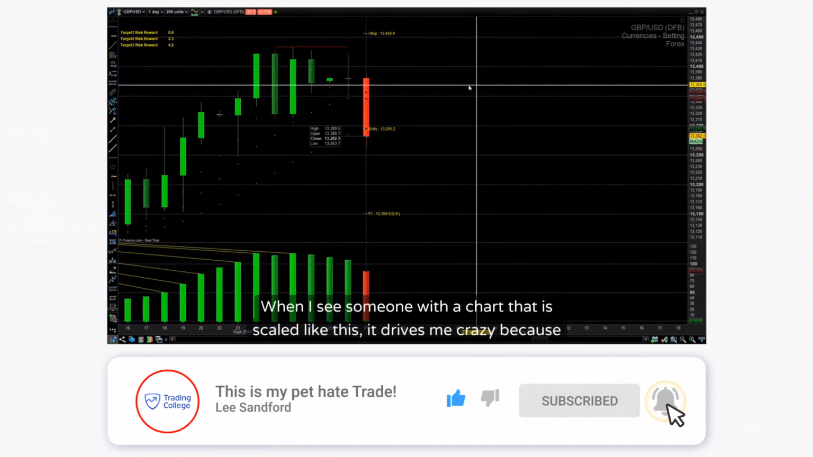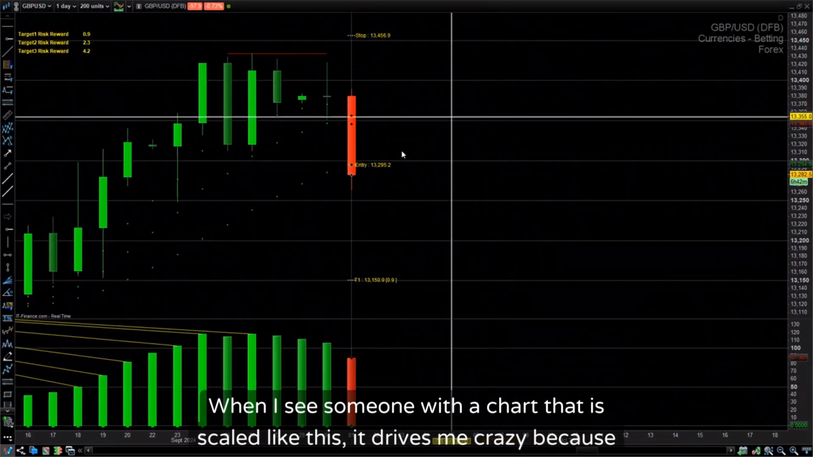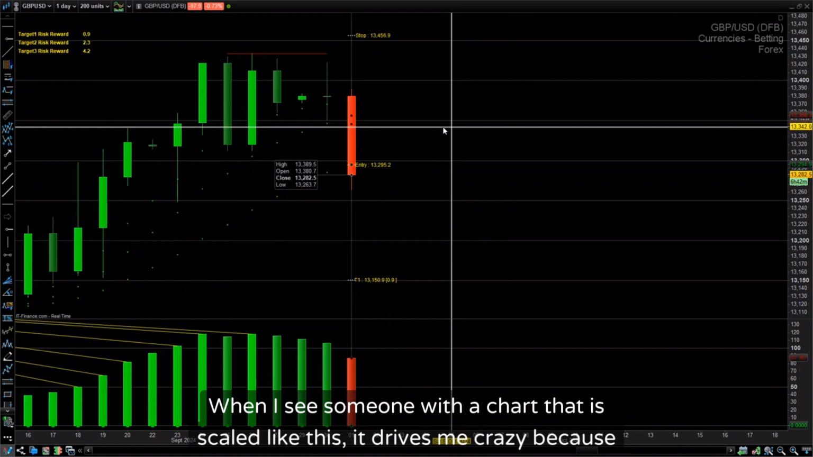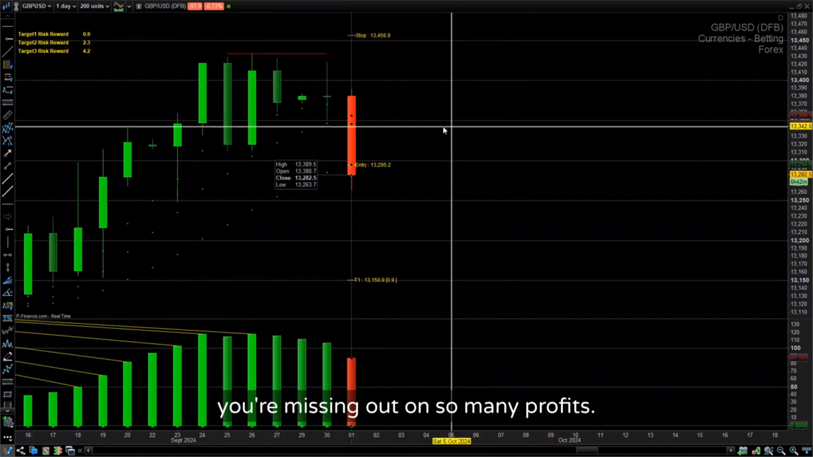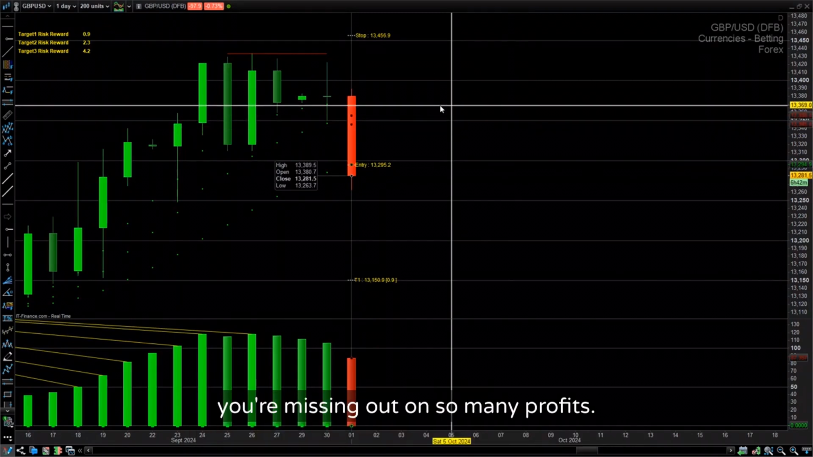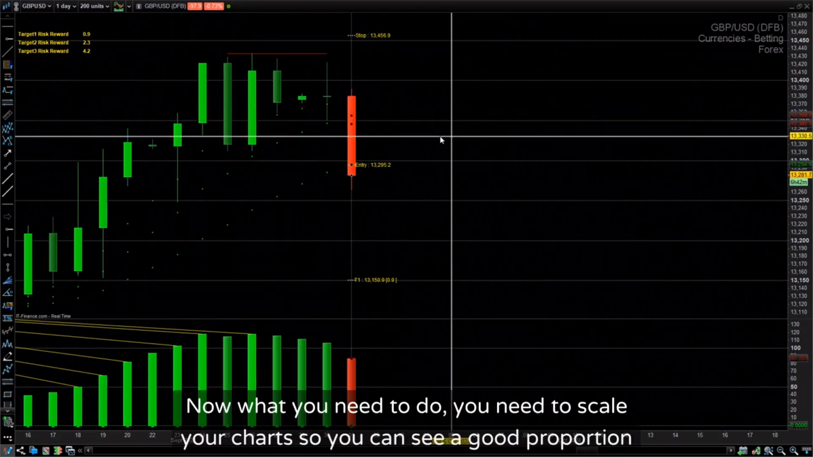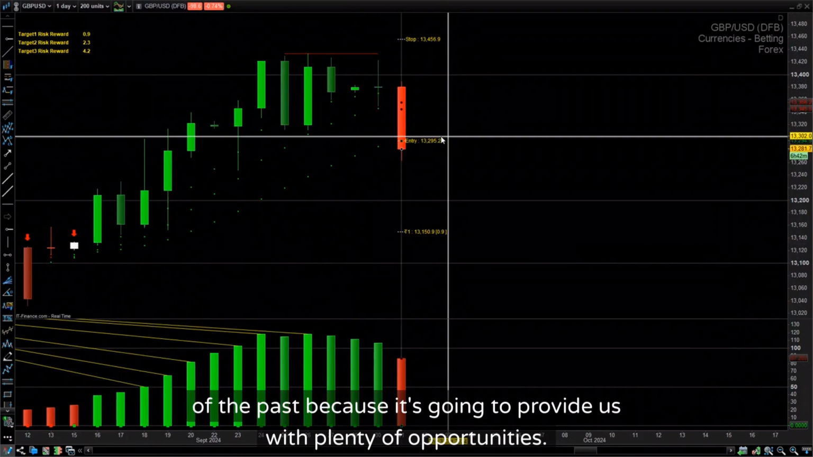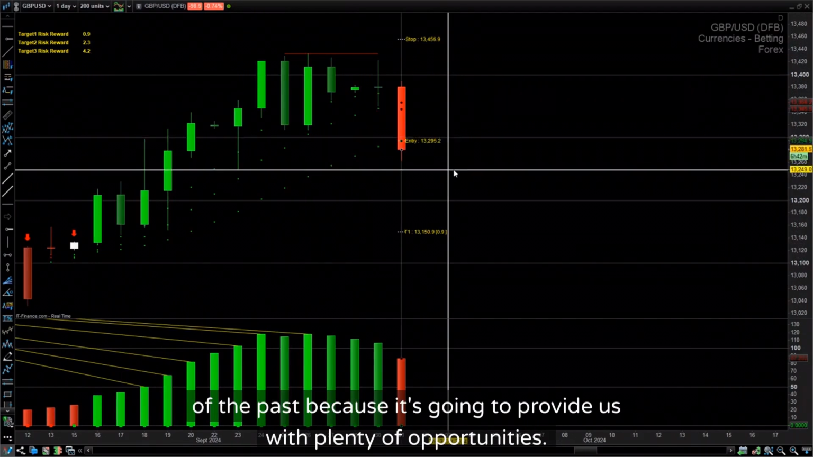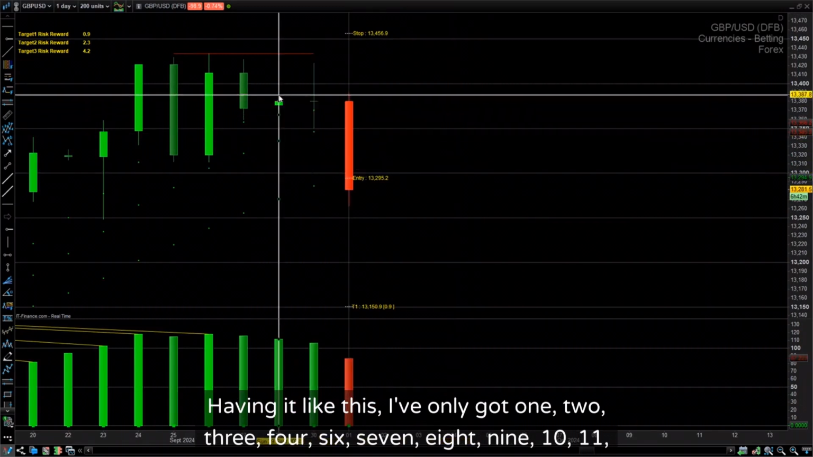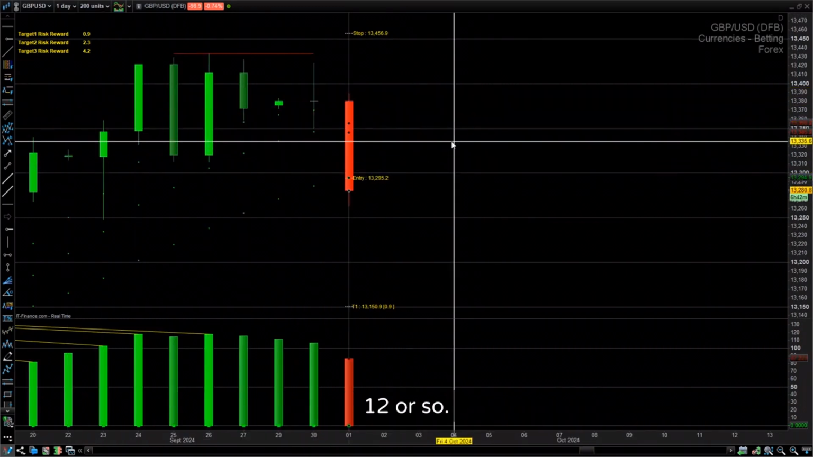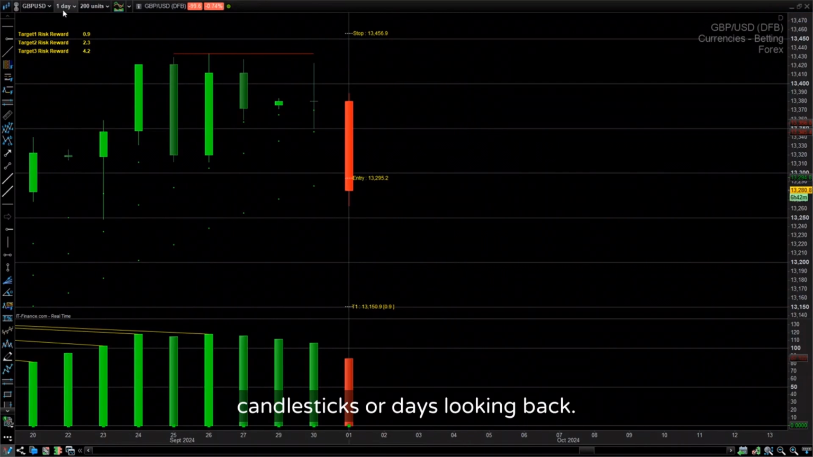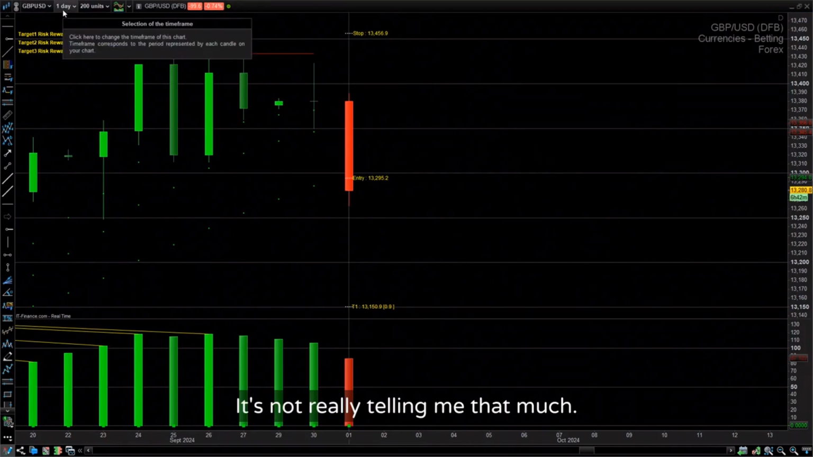When I see someone with a chart that is scaled like this, it drives me crazy because you're missing out on so many profits. Now what you need to do is scale your charts so you can see a good proportion of the past, because it's going to provide us with plenty of opportunities. Having it like this, I've only got 1, 2, 3, 4, 5, 6, 7, 8, 9, 10, 11, 12 or so candlesticks or days looking back. It's not really telling me that much.